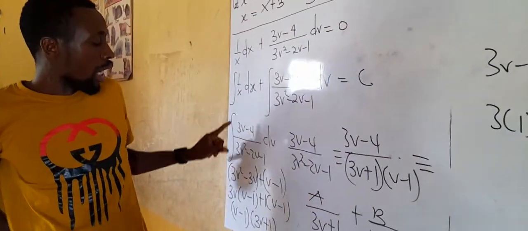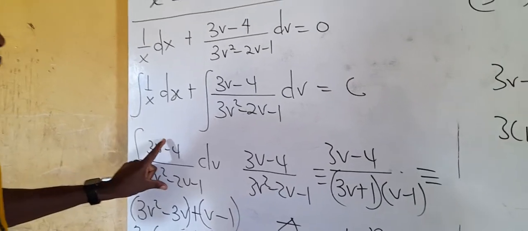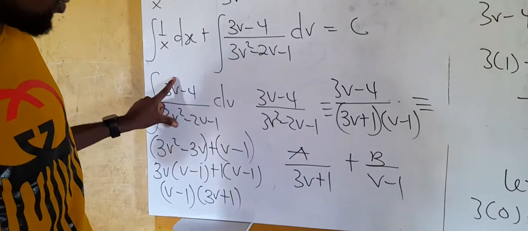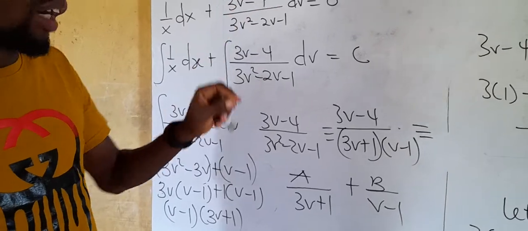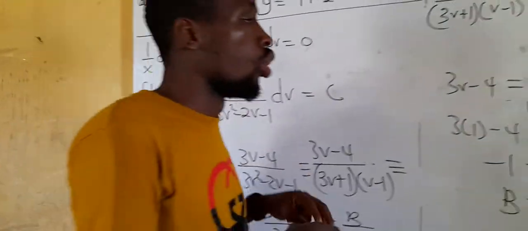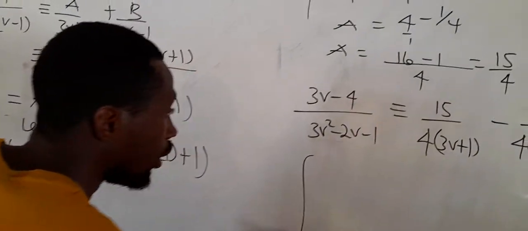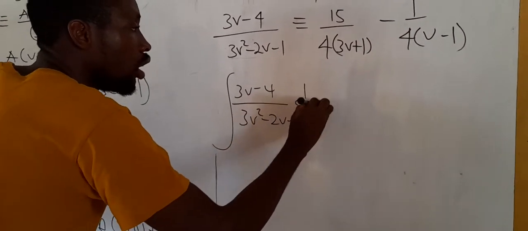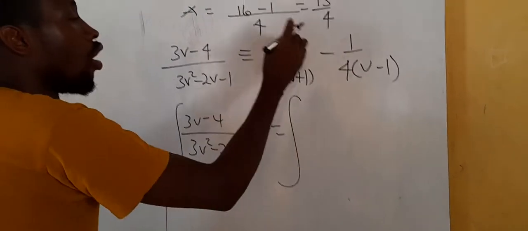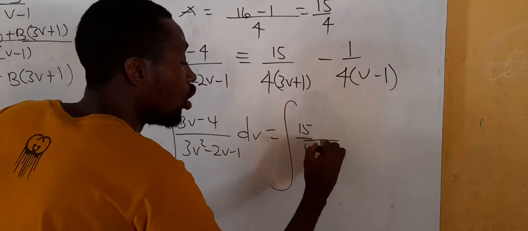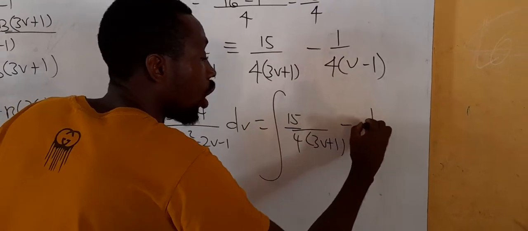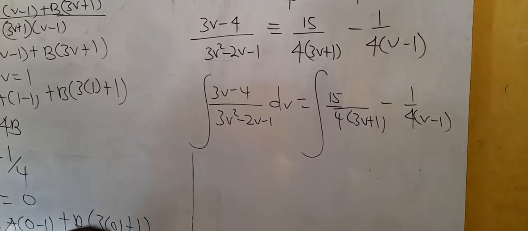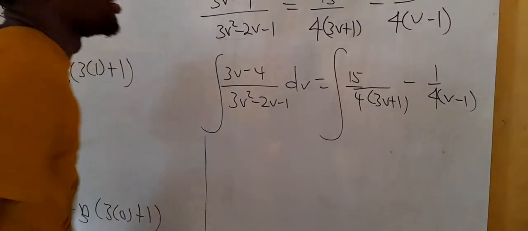Remember, we said that we are getting the integral of this. So in place of the integral of this, remember this is what we resolved into, and we got the values of A and B. So in place of the integral of this, we'll put our expression there. So we can say that the integral of 3V minus 4 all over 3V squared minus 2V minus 1 dV will be equal to the integral of 15 over 4, 3V plus 1 minus 1 over 4, V minus 1. I hope you get that. So now we'll clean that aspect of the board, then we'll continue with the integration.